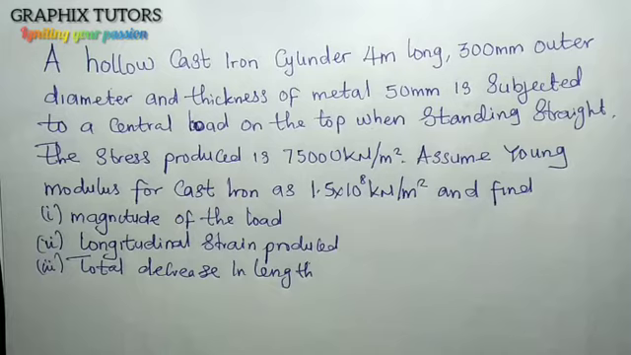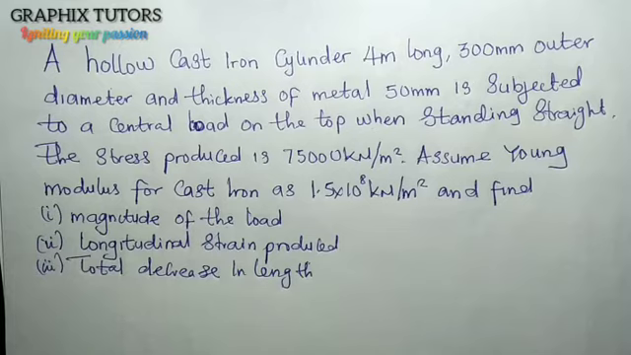Now we will look at this question. The question says that a hollow cast iron cylinder 4 meters long, 300 mm outer diameter and thickness of metal 50 mm is subjected to a central load on the top when standing straight. The stress produced is 75,000 kN per meter square. Assume Young's modulus for the cast iron is 1.5 times 10 raised to the power 8 kN per meter square, and find the magnitude of the load, the longitudinal strain, and the total decrease in length.